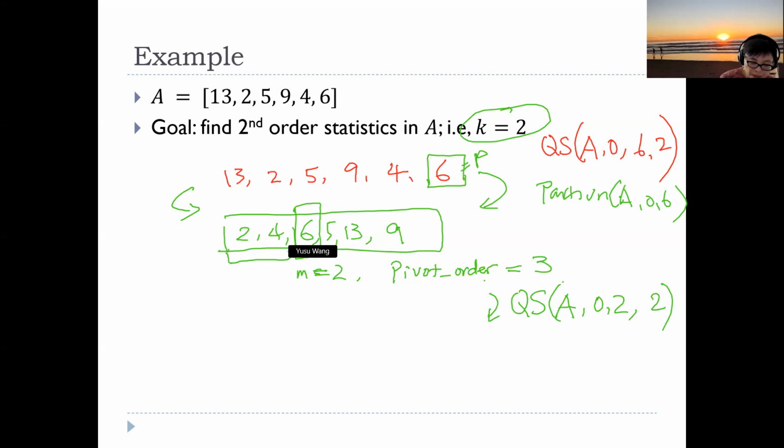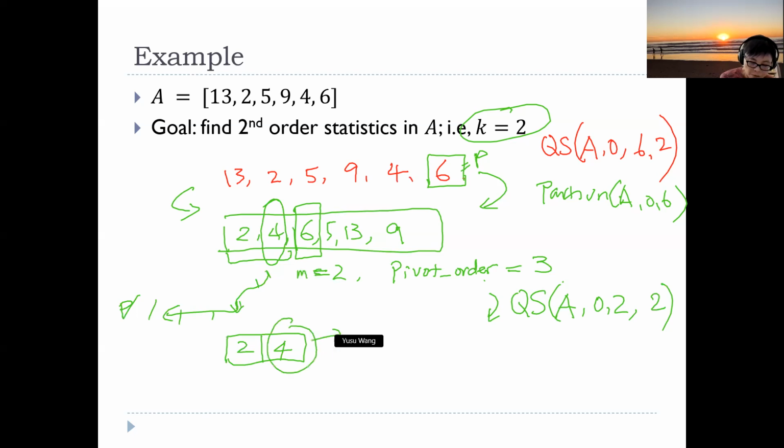Now we only recurse on this portion. Let me write it here. For the next step, the pivot will be 4. So we again run the partition, which now works only on this small portion. This is our pivot.